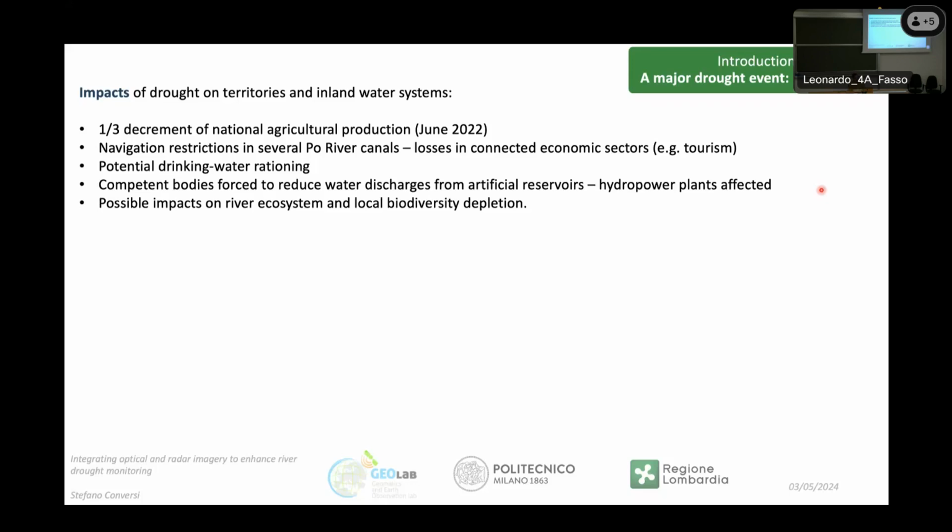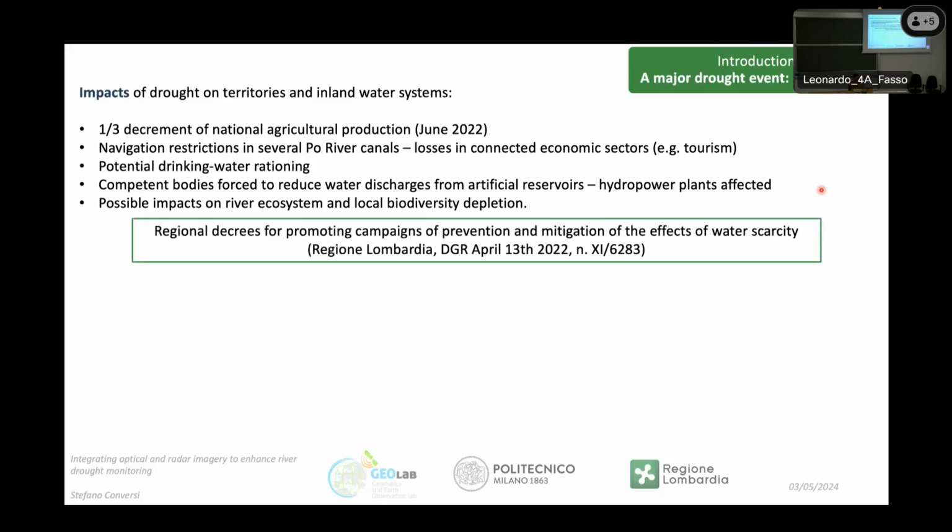Then we also had the risk of rationing of drinking water, even though luckily this didn't happen, and then obviously the possible impacts on the ecosystems, on the environment, and as a consequence the possible biodiversity depletion, which is our main interest in the partnership with Regione Lombardia. So Regione Lombardia and other public authorities were forced to enact some regulations requesting prevention and mitigation campaigns on the effects of water scarcity and drought on the territory.